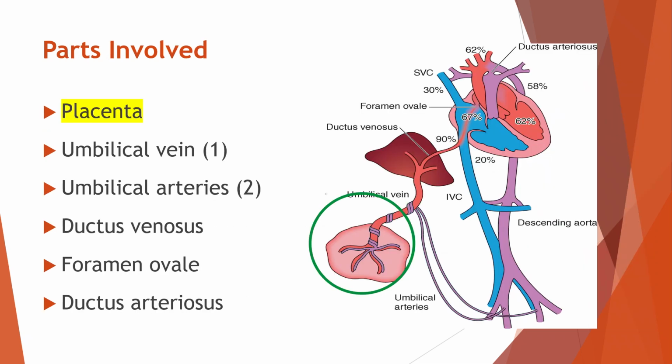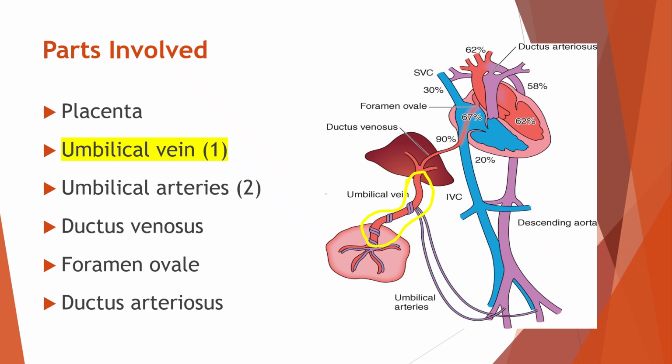Dear students, before we understand the pathway of fetal circulation, let's first learn the important parts involved. There are 6 main structures, and each one has a special function. First is the placenta. The placenta is the organ that connects the mother and the baby. It supplies oxygen and nutrients to the baby and removes waste products. You can simply remember it as the baby's lifeline inside the uterus.